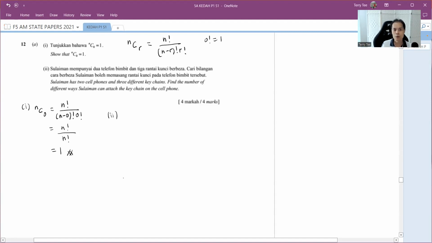Okay, second part. Sulaiman has 2 cell phones and 3 keychains. Find the number of different ways Sulaiman can attach the keychain and the cell phone. Actually, this one uses the multiplication principle. You don't need to use combination or permutation. So he has 2 cell phones and 3 keychains. Let's say my cell phones are A and B, and my keychains are P, Q, R. How many ways can you attach the cell phone to the keychain? For the first one, times 3, the second one, times 3. So just use the multiplication principle: 2 times 3, the answer is 6. Very simple.